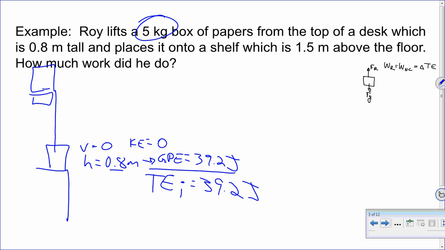Now, if Roy didn't touch the box, that would stay constant, wouldn't it? Okay, but then there's this non-conservative force from Roy exerting force on it. So then when the box gets up to here, now it's at a height of, what does it say, 1.5 meters, right? So what should I do? Calculate the new GPE, right? So the new GPE is going to be mgh. It gives you 73.5 joules.